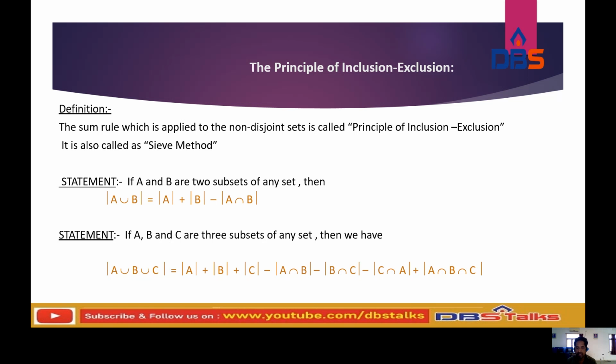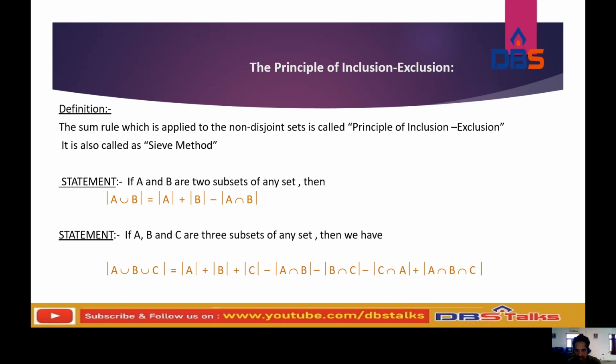If A, B and C are three subsets of any set, then we have cardinality of A union B union C equals cardinality of A plus B plus C, minus A intersection B, minus B intersection C, minus C intersection A, plus A intersection B intersection C.